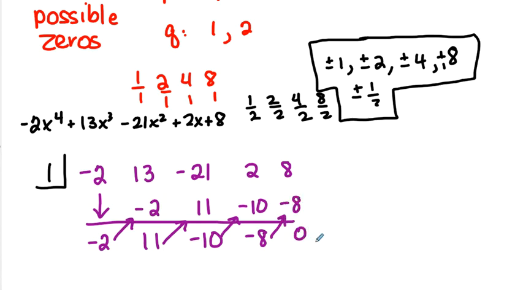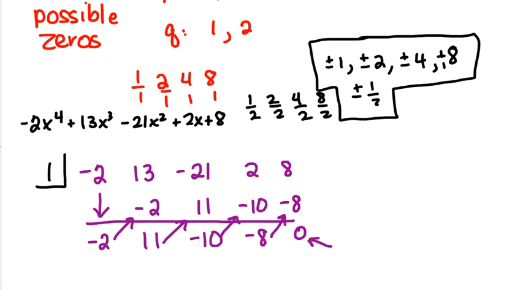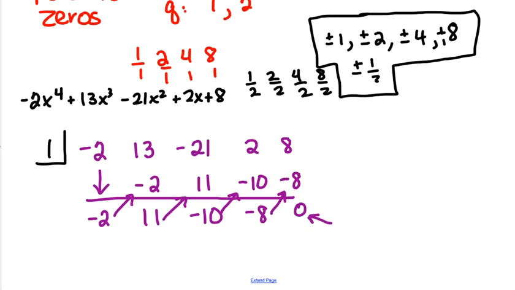So that tells me, because I got a remainder here of 0, that 1 is a factor. So that's great. That means a root. So 1 is a root. So that's awesome. We've got one of our roots. Now that doesn't always happen. So there's a couple things that you could do.